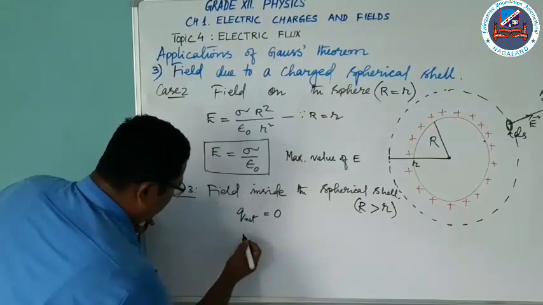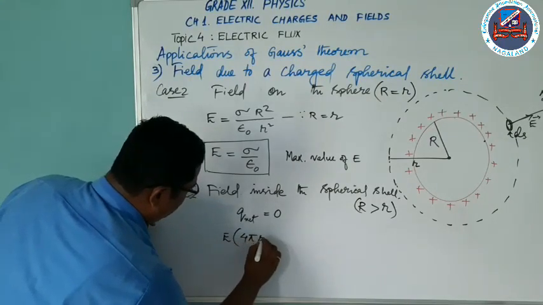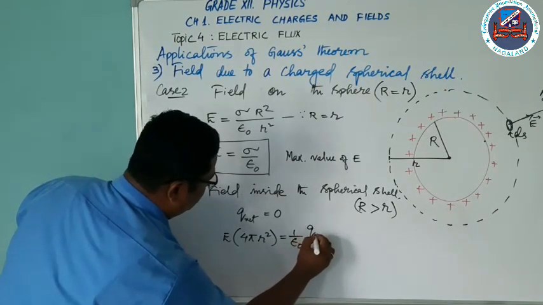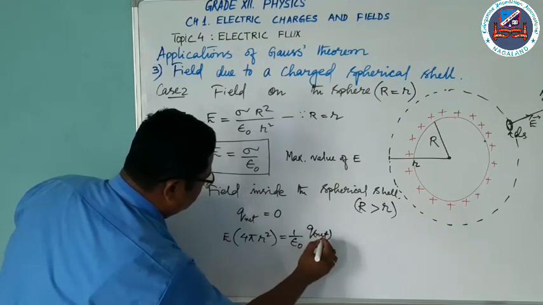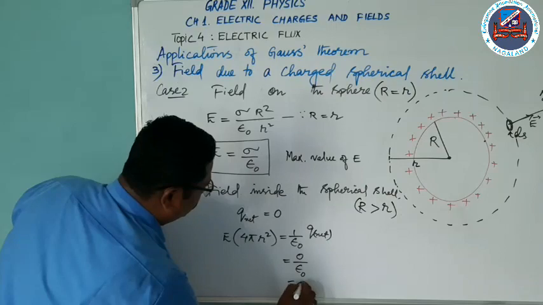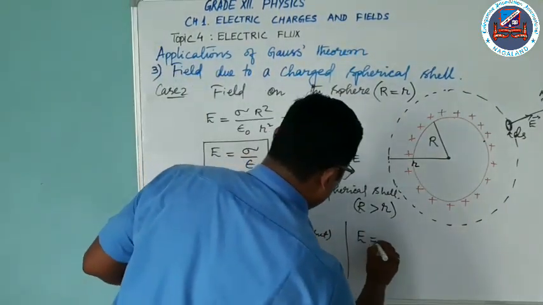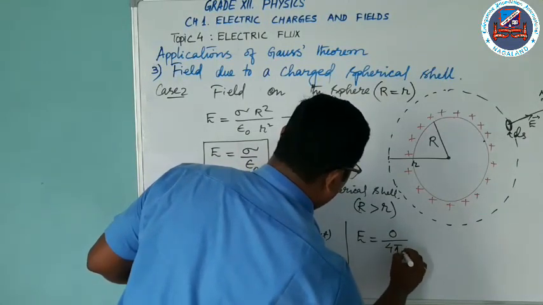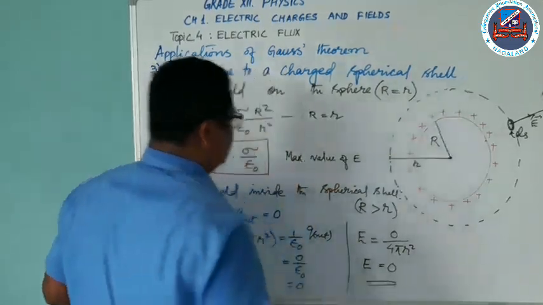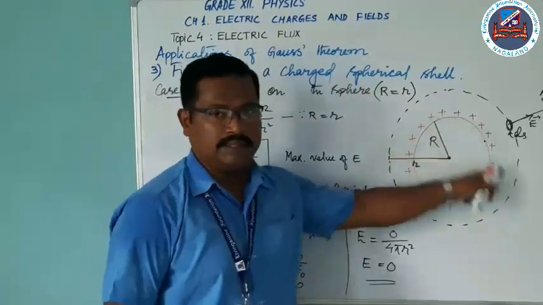So electric flux, or if you say E times the area, that is 4 pi r square, that will be equal to 1 by epsilon naught the net charge. The net charge is 0. 0 by epsilon naught will give you 0. So ultimately the electric field intensity, 0 divided by 4 pi r square, also will become 0. So electric field intensity is not present inside the charged spherical shell.